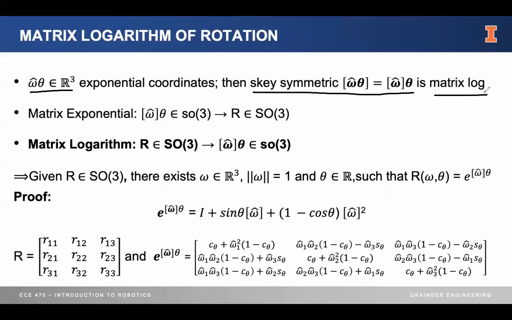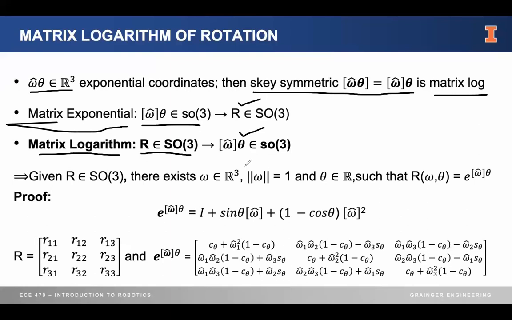In other words, as we can see here, the matrix exponential takes in omega hat and theta belonging to small so3 to give the rotation matrix belonging to capital SO3. Conversely, matrix logarithm takes capital R belonging to capital SO3 and gives omega hat and theta belonging to small so3.